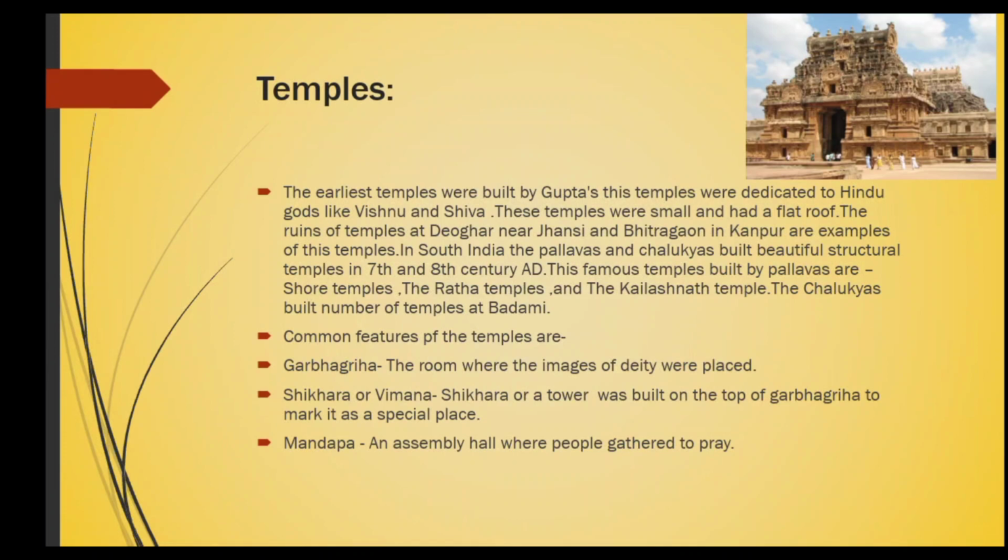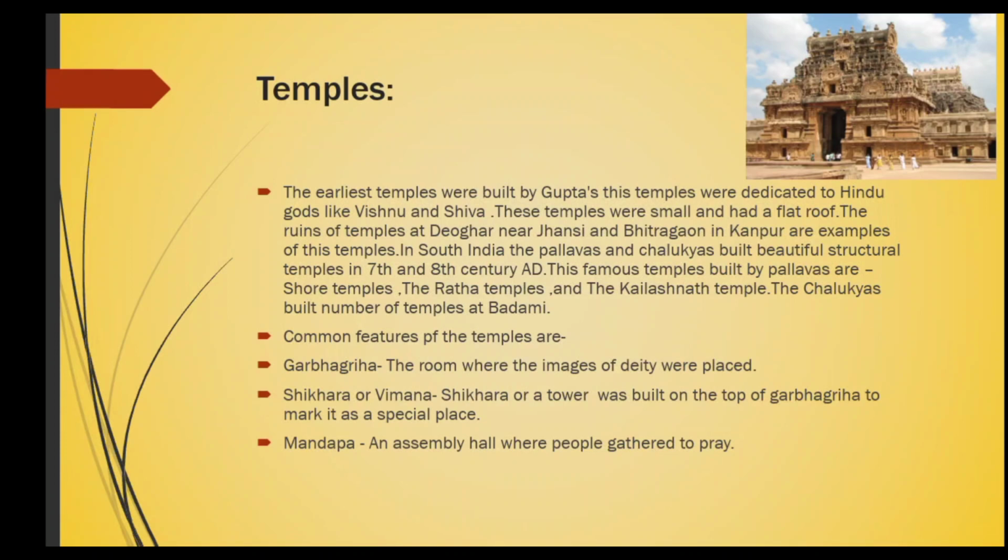It is usually topped with a red flag or something like that. And another one is Mandapa. It is an assembly hall where people gather to pray to the Hindu gods. In the top right, we could see a temple. It is a temple from the south. Usually, I guess, it is built by the Pallava dynasty kings.